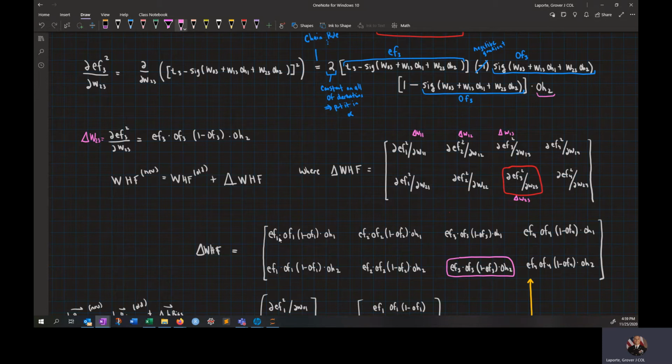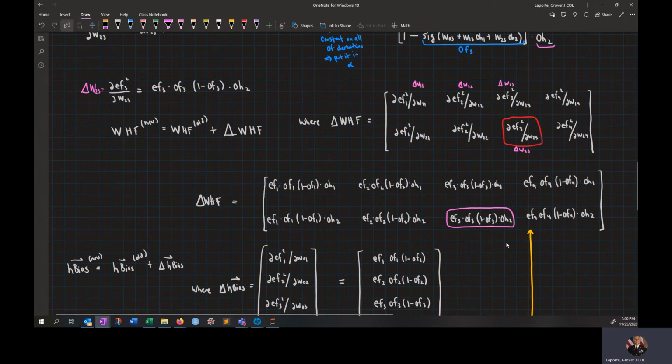Okay, so picking up on what the pattern is for this, we see that this little matrix here is going to give me my update to WHF. So you start off with your old WHF, you add this partial derivative with respect to each one of the components, and you add those together and you get your new piece.